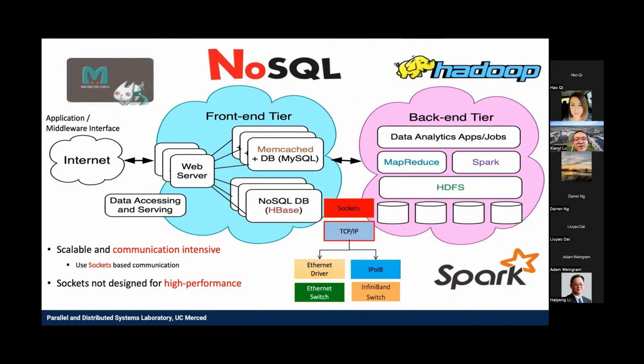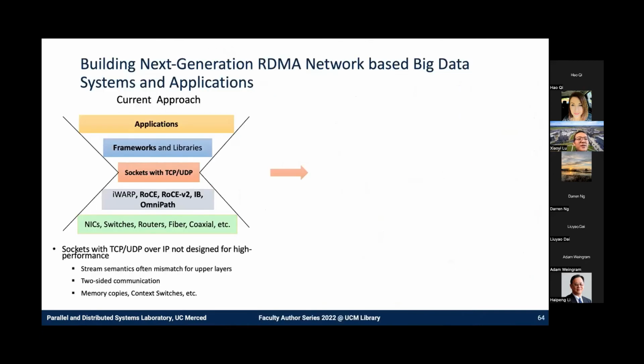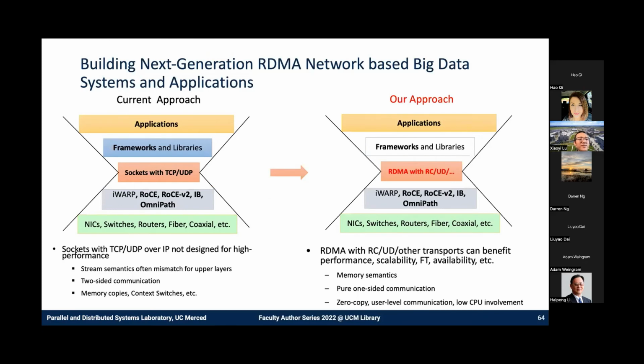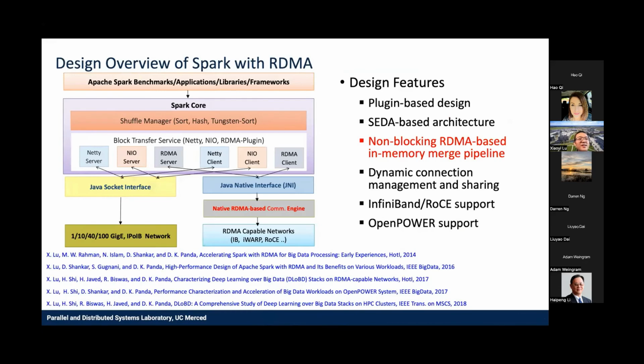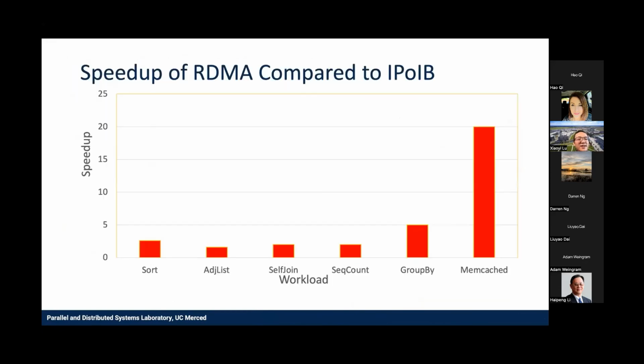So, the same figure shown earlier, but what we want to do is, instead of using sockets over TCP/IP or UDP kind of solutions, we are trying to borrow the RDMA technology from the HPC community so that we can redesign the whole stack. This is Spark with RDMA that I did earlier. For this example, I'll just show some numbers. This is speedup, higher is better. You can see that we can achieve more than 20% speedup for some workloads.